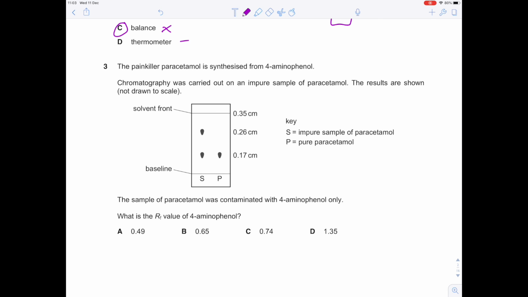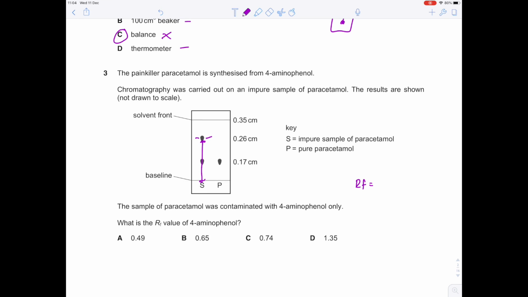Okay, so the contaminant is this blob here. So remember, to find out the RF value, we need to measure the distance that that particular dot has moved and then divide it by the distance that the solvent has moved. So to pull out those values, you've got the values here, that's helpful. 0.26 divided by 0.35. And once you've done that, you get a value which is 0.74. So the answer again is C.